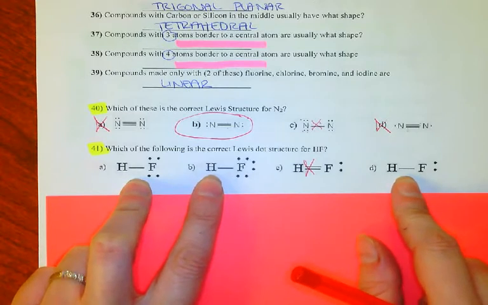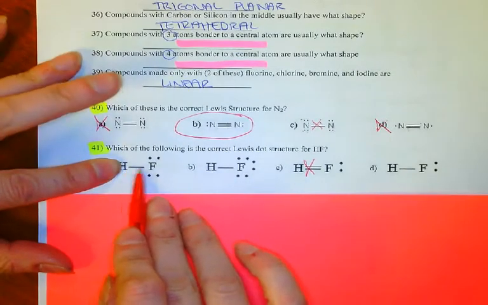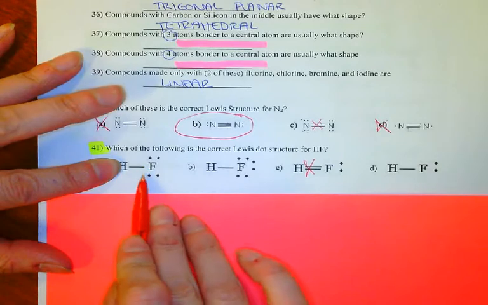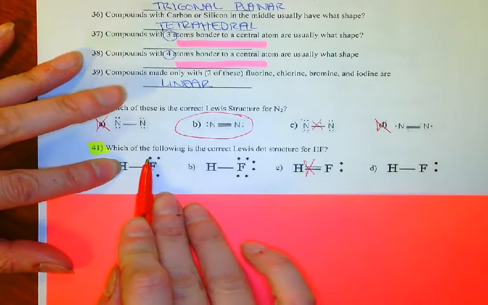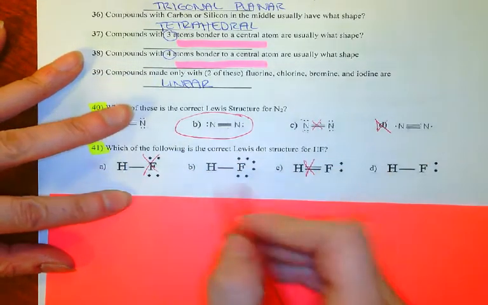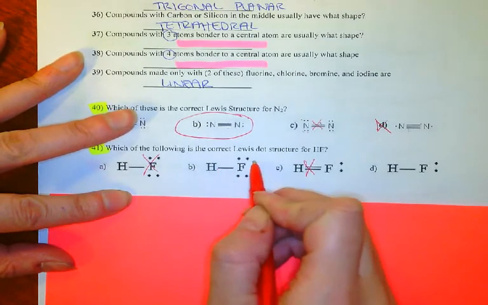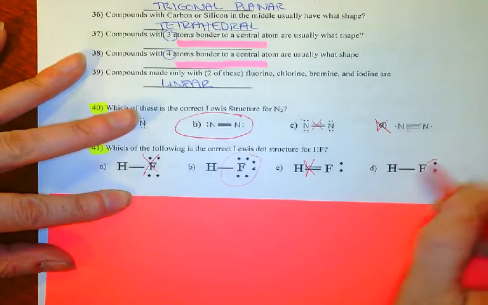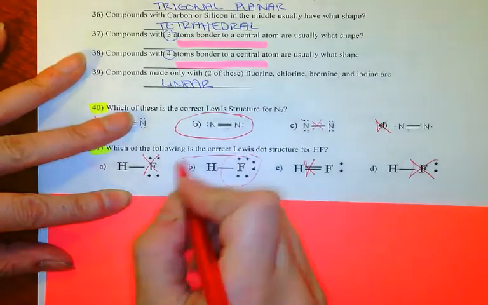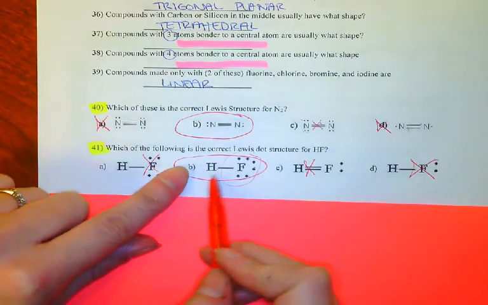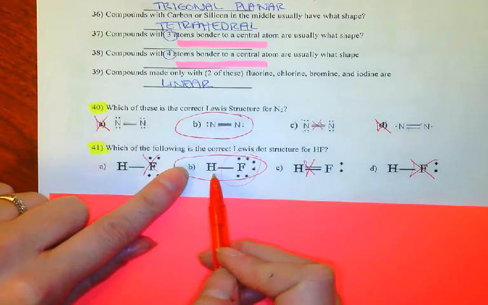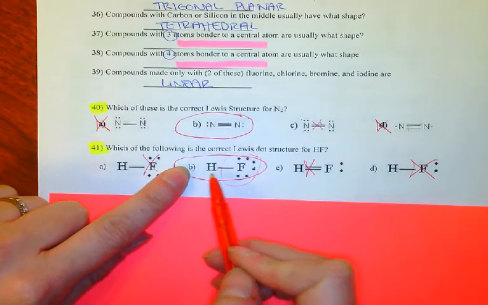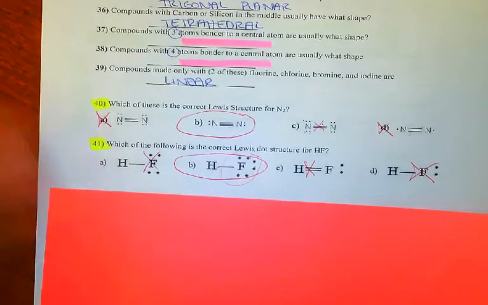And then I need to count the outside atoms. This line represents 2 electrons. So I'd say 1, 2, 3, 4, 5, 6. That's not an octet. Say 1, 2, 3, 4, 5, 6, 7, 8. That looks good. 1, 2, 3, 4. No way. So this one's great. The reason there's no dots around hydrogen is because hydrogen's in period 1, so it only wants 2 valence electrons. It doesn't do that octet rule.